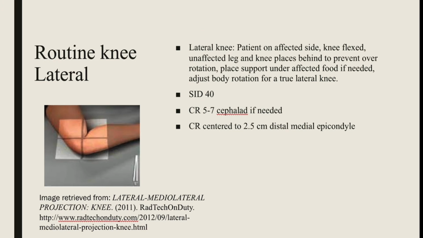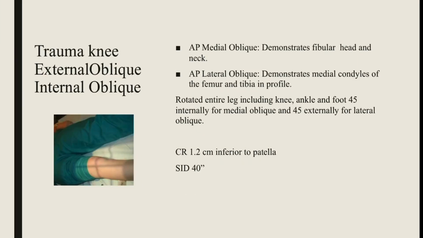The lateral view, lateral knee. The patient is going to be on the affected side. The knee is going to be flexed and the unaffected leg and knee is placed behind to prevent over-rotation. We can also place a support under the affected foot if needed to adjust body rotation for a true lateral knee. The SID is going to be 40 and we are going to angle 5 to 7 if we need it. The center ray is going to be 2.5 centimeters distal to the medial epicondyle.